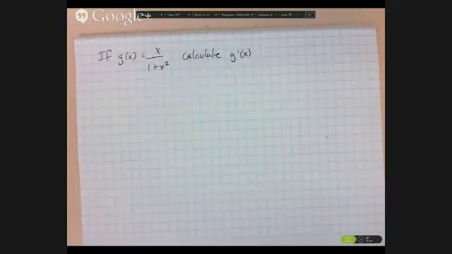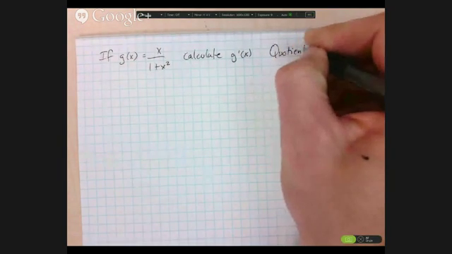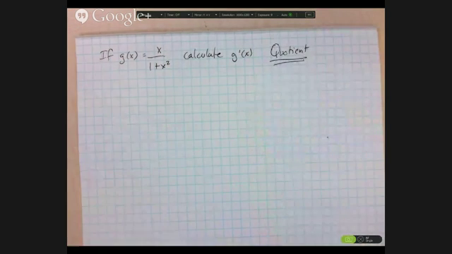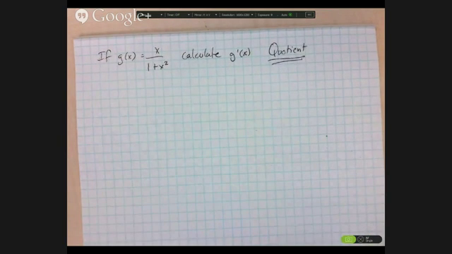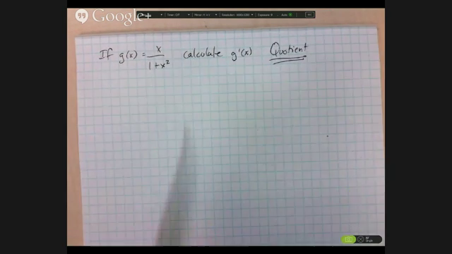Basically, I have 3 planners. Okay, you have a division problem, right? A quotient. Letters and lines. So this is very similar to the product rule. Okay, very similar. But we make a couple of changes.